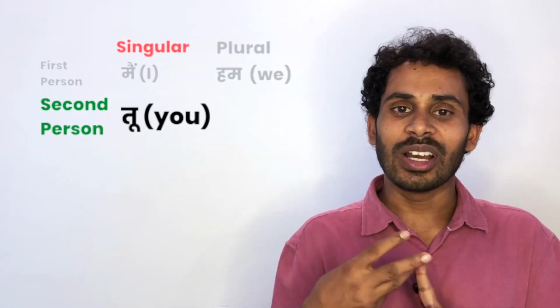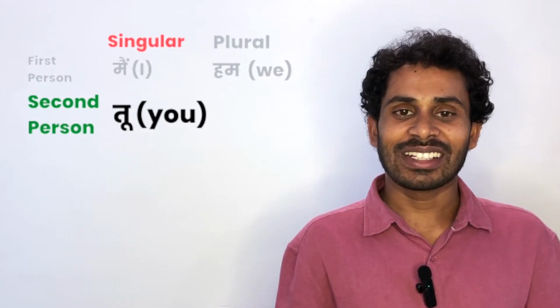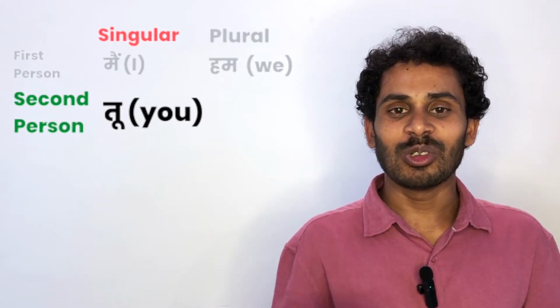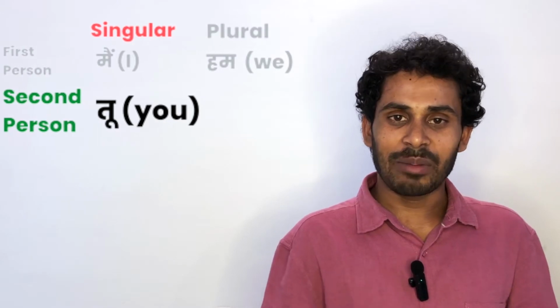you for singular and plural both, right? But in Hindi there are three forms of you. The first is तू, which means you, right? For example, I can say तू कैसा है. It means how are you, right?